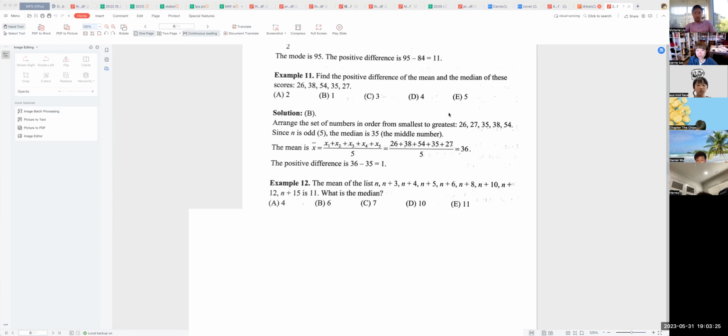Okay. So this question is starting to be different. Basically, the earlier questions were just to practice how much you understand the mean, median, mode, and range. So let's take a look at number 12. The mean of the list n plus 3, n plus 4, n plus 5, n plus 6, n plus 8, n plus 10, n plus 12, and n plus 15 is 11. What is the median?